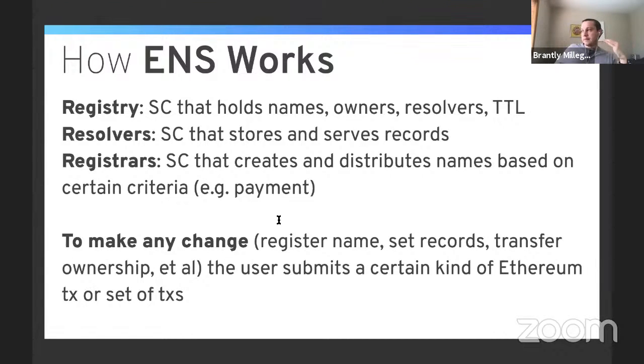So like when you do a lookup, you have the name, you look up the name, and you find out where the records are, and then you look up that smart contract and get the records. The third important type of smart contract is a registrar. So this is like how names are given out.